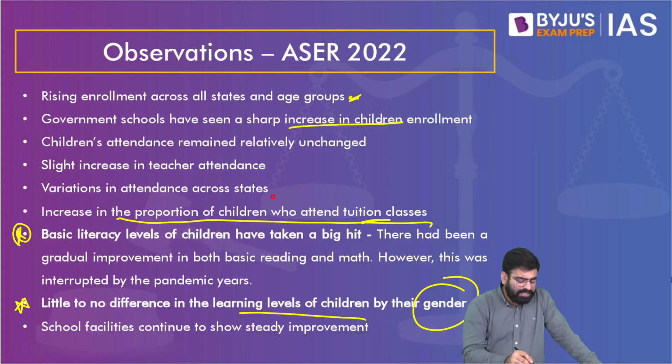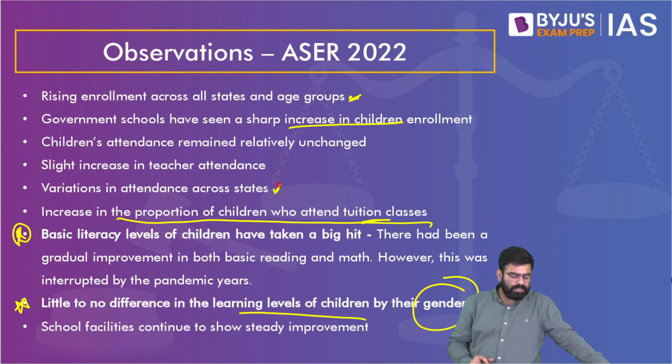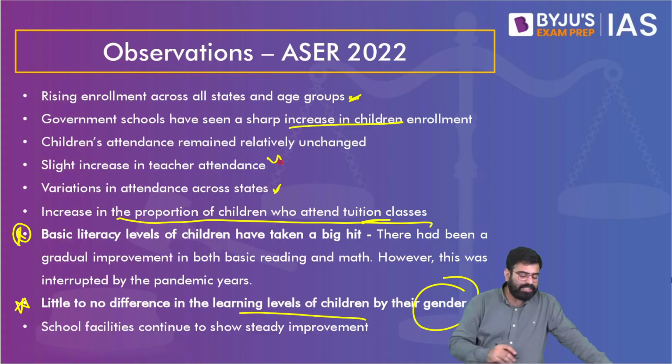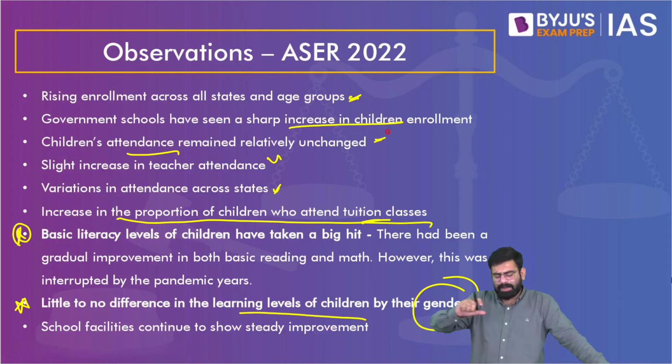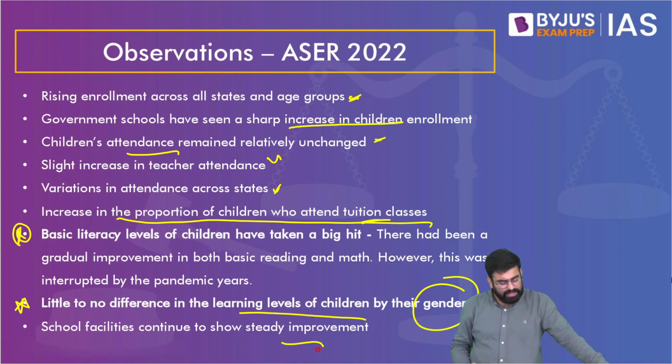Then you find variations in attendance across states. Then you also find variations when it comes to your gender. There is a slight variation when it comes to gender. Then you can think of dropout rates are still high. There has been an increase in teacher attendance. Why? Because of your attendance policy of the government. Then children's attendance has remained relatively unchanged. It is pretty much the same. It has not improved for that matter, because we think that all these dimensions will be improving in the years, but it is not always so. School facilities also show steady improvement, as you have looked in the graph. These are basic observations from your ASER report.